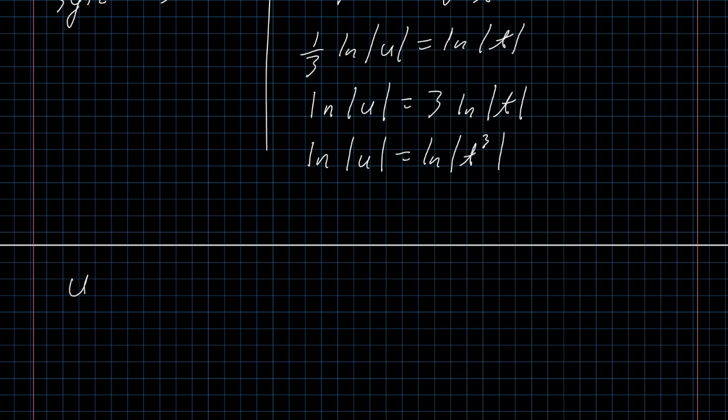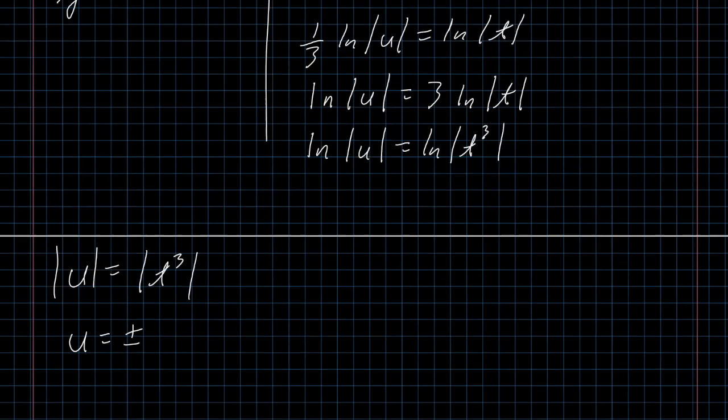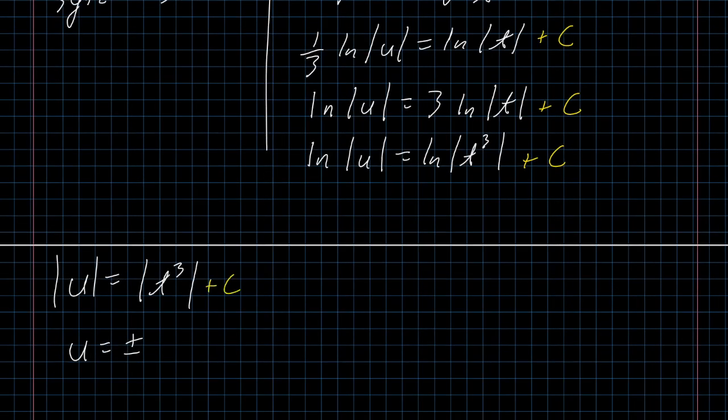I'm going to get that u, or I guess it would be the absolute value of u, equals the absolute value of t cubed. Natural log is one to one, so the natural log of two things are only equal if those things are equal. Absolute value equation, u must be equal to plus or minus... way back here, I forgot to write my plus c. That's going to be important. Because it's actually not a plus c. Like, wait a second, something's going on weird here.